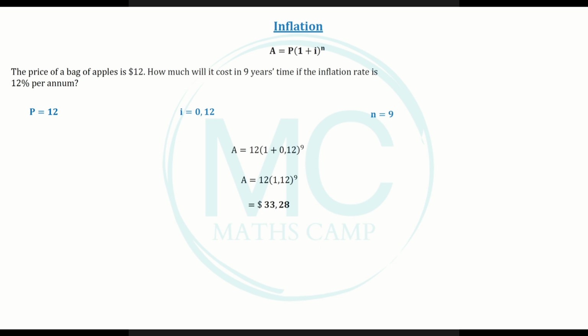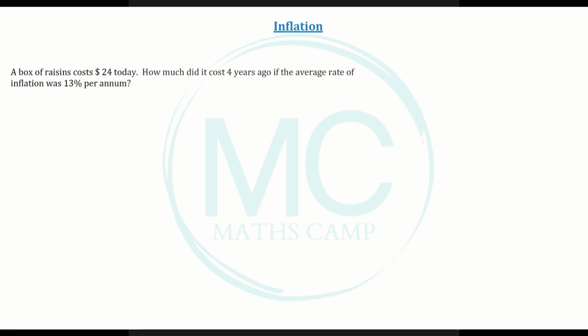Let's do another example. A box of raisins costs $24 today. How much did it cost 4 years ago if the average rate of inflation is 13% per annum? In this case, the cost of the raisins is $24 today, but we are looking for the cost 4 years ago. So we are looking for an amount earlier in time. So we can use the compound interest formula to solve for P.